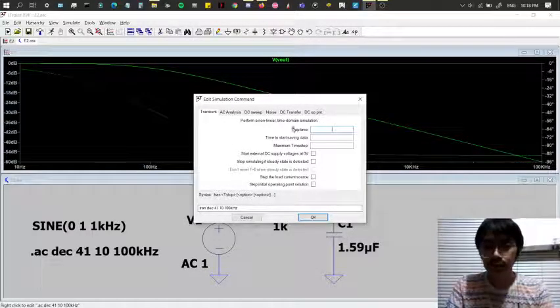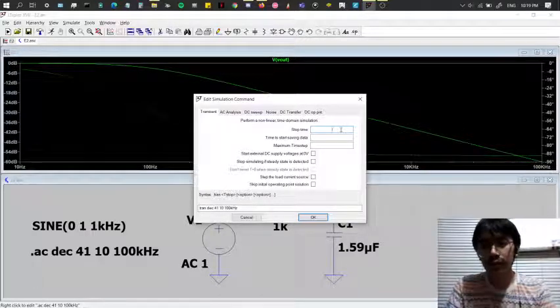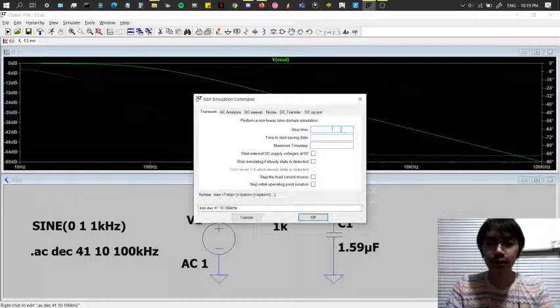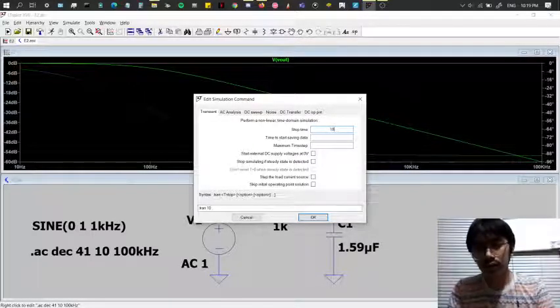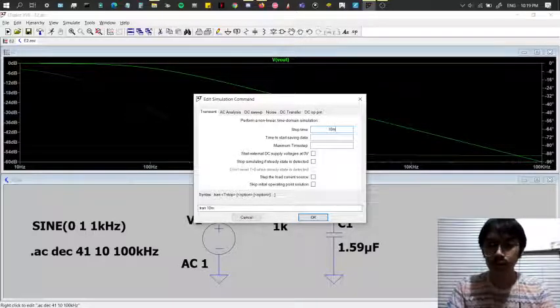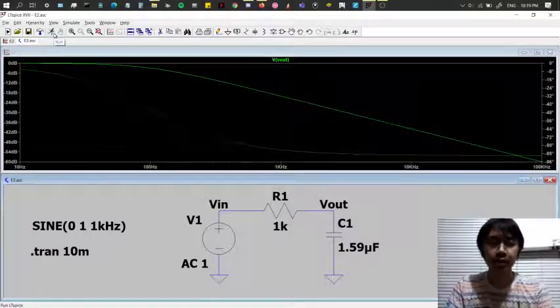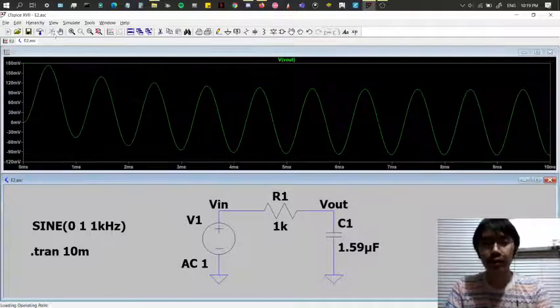The stop time will depend on the circuit, on how many cycles it takes, or how long it takes to stabilize the voltage output. For this circuit, 10 cycles will be enough. So 10. The rest is okay with the default values. And since we changed our analysis, we click the run button again.